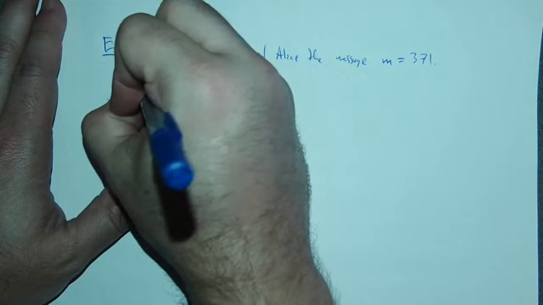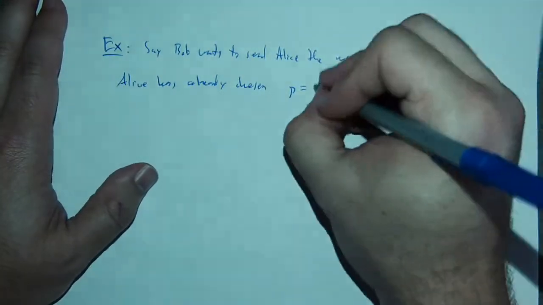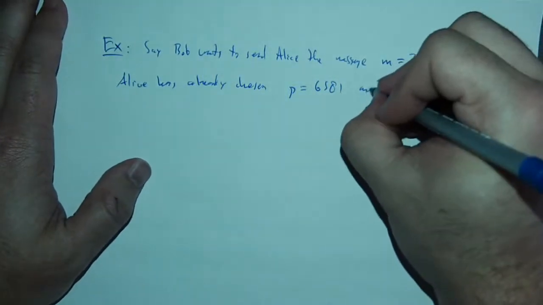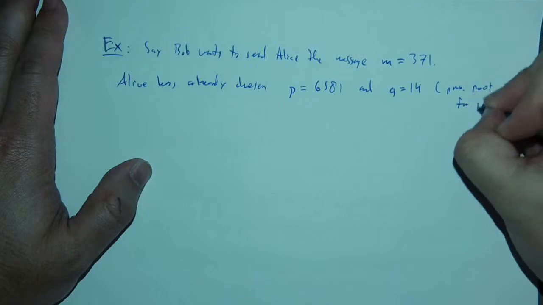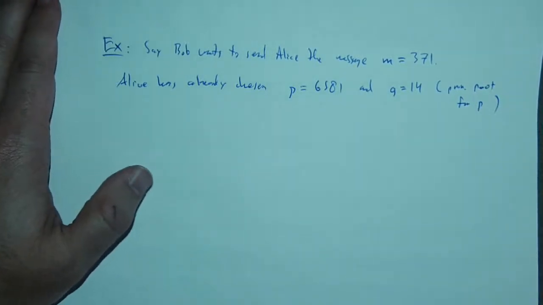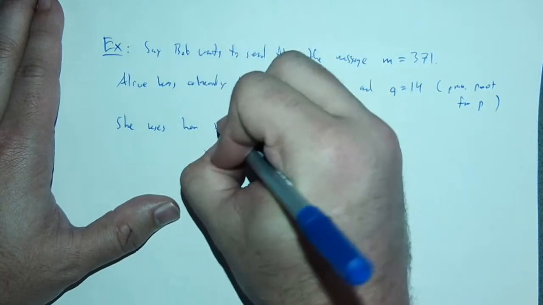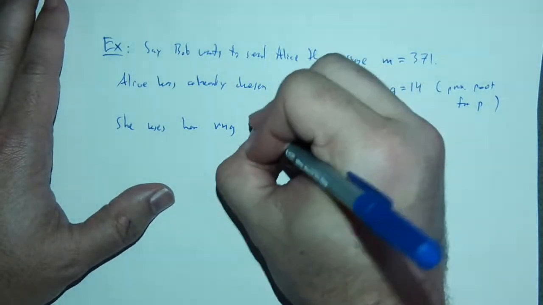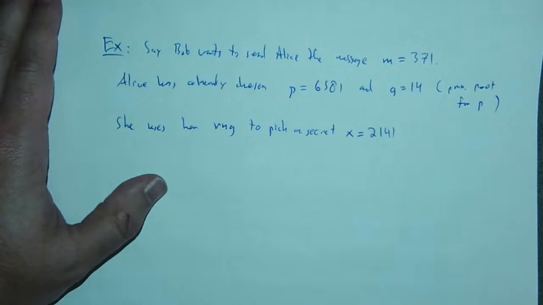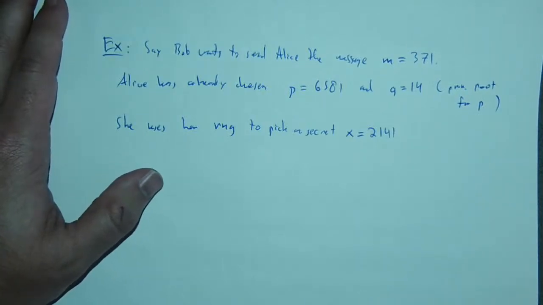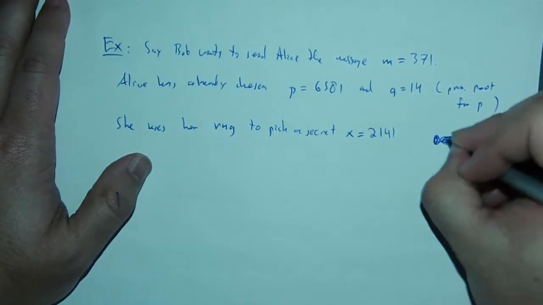Okay, so Alice has already chosen her prime P to be 6,581 and G equals 14, which is a primitive root for P. Again, you can think about how you would verify such a thing. So she uses her random number generator, her RNG, to pick a secret X, which she has chosen using her RNG with some parameters to be 2,141. Of course, parameters that she could use is X is between 2 and P minus 2.